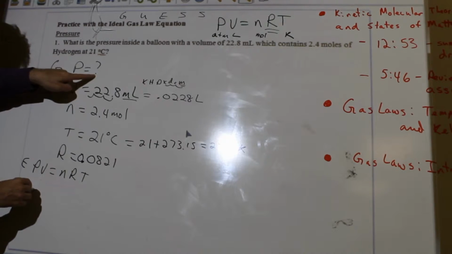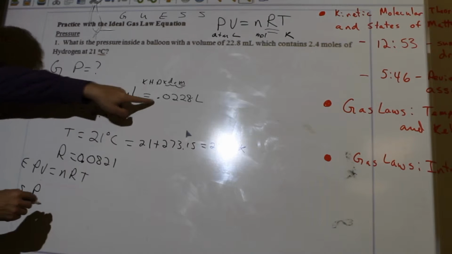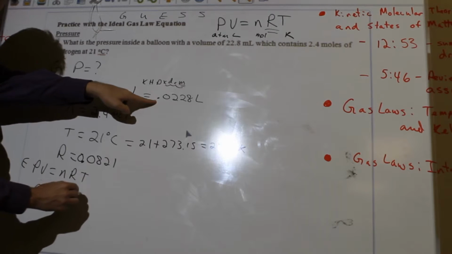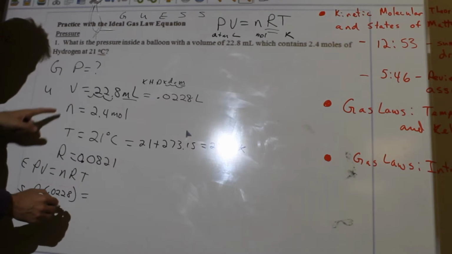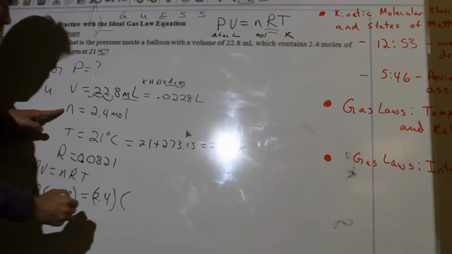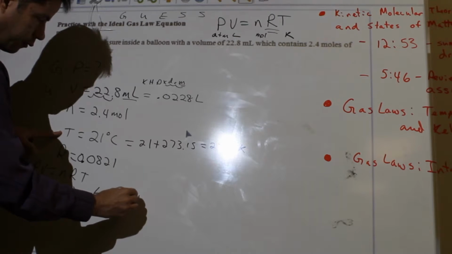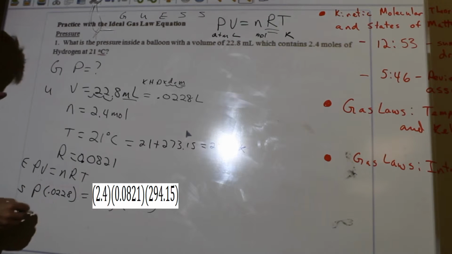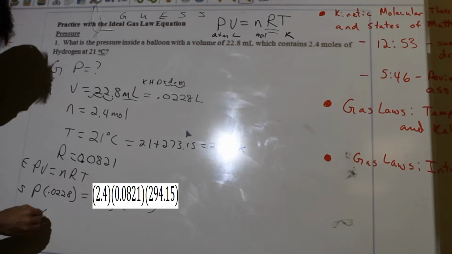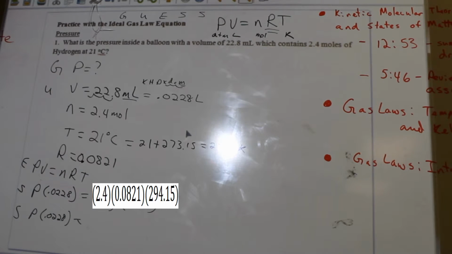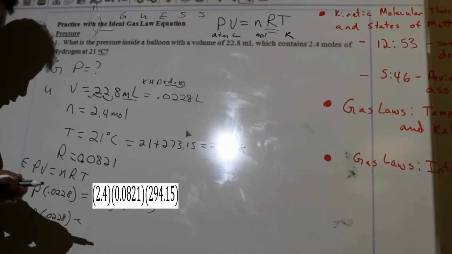Pressure. Do we know our pressure? No. What's our volume? 0.0228 liters. n equals 2.4 moles, times T, which is 294.15. And then we're going to solve. So P times 0.0228 equals 2.4 times 294.15. Let's plug it in our calculator.